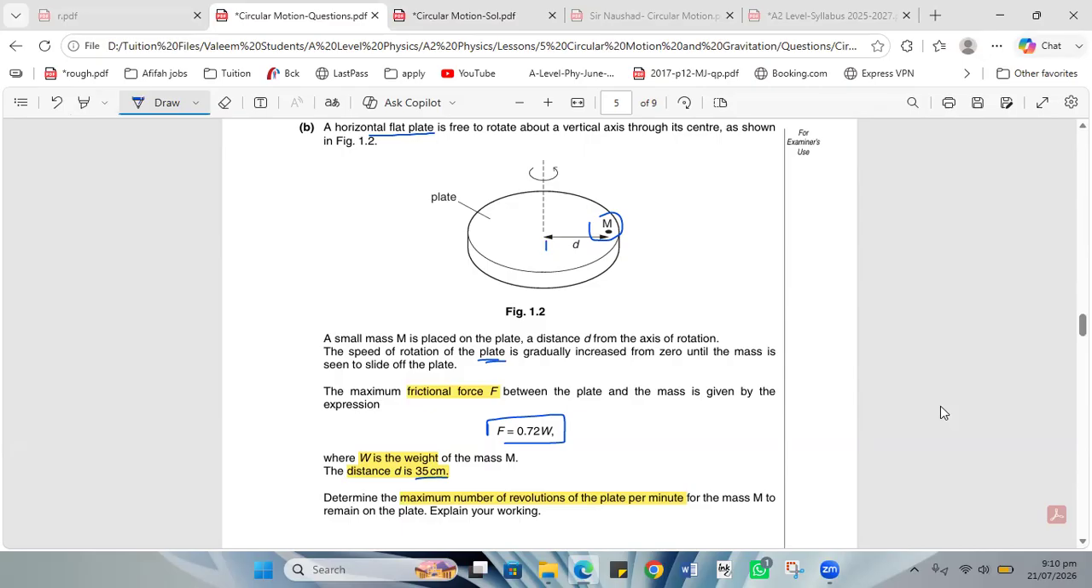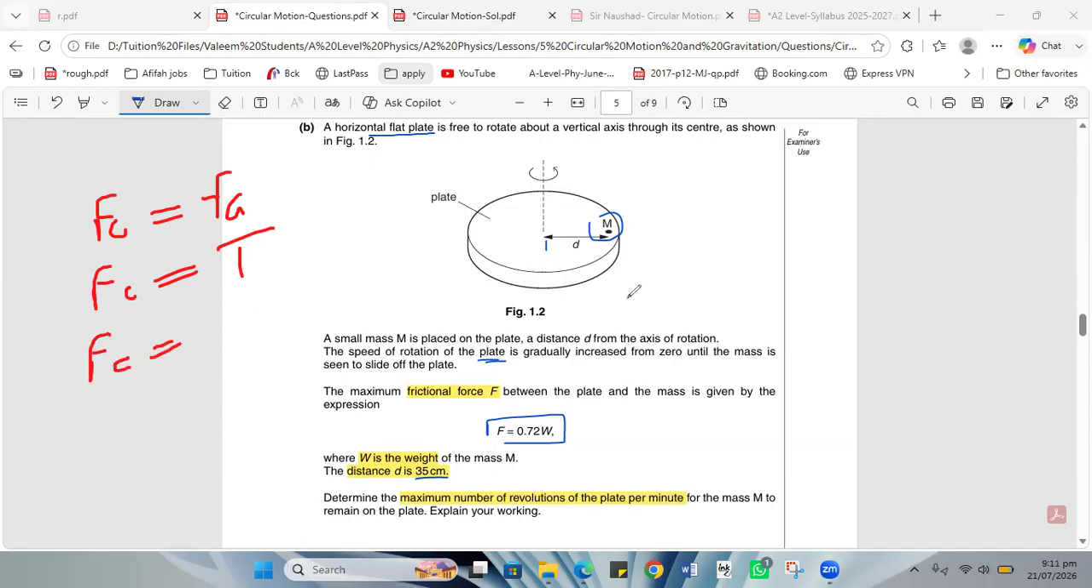Remember, yesterday in the previous class I've been telling you that centripetal force is always provided by some other force. For example, centripetal force equals gravitational force. Centripetal force could be equal to tension. Centripetal force could be equal to maybe a component of a force. In this case, what do you think is providing centripetal force? There is no tension because, of course, there is no string attached to the mass. It's certainly not gravity.